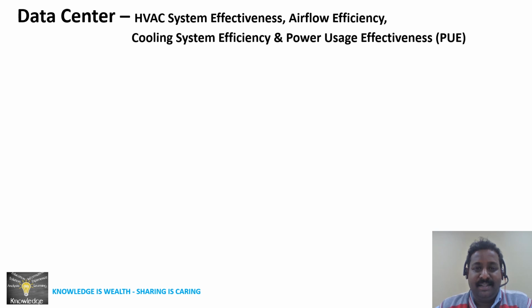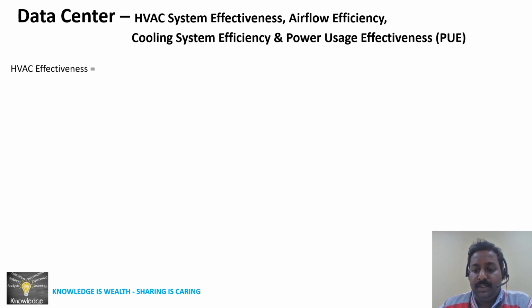As I said earlier, there is no calculation or case study in this video. But we touch base on the most important formulas for calculation of HVAC system effectiveness, airflow efficiency, cooling system efficiency, and how to calculate PUE. Those are very important cross-checks of how exactly our HVAC system is delivering to the respective labs or data center. So let us quickly see the formulas pertaining to efficiency and effectiveness.